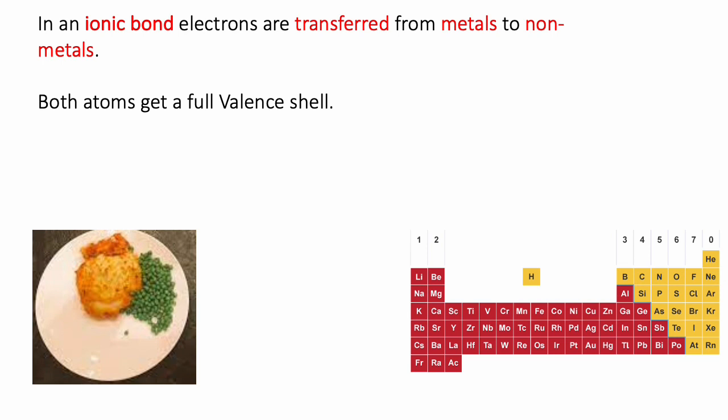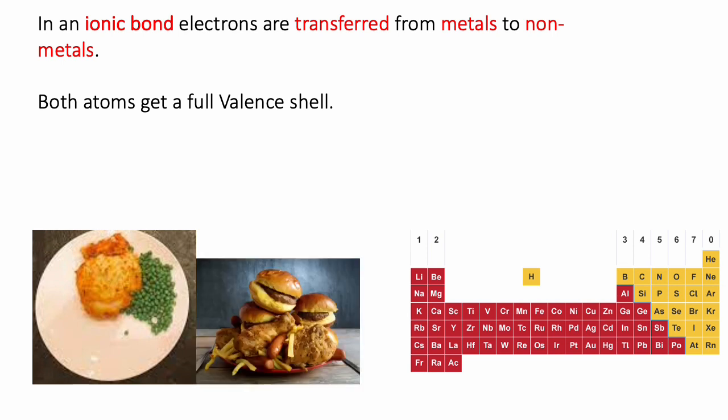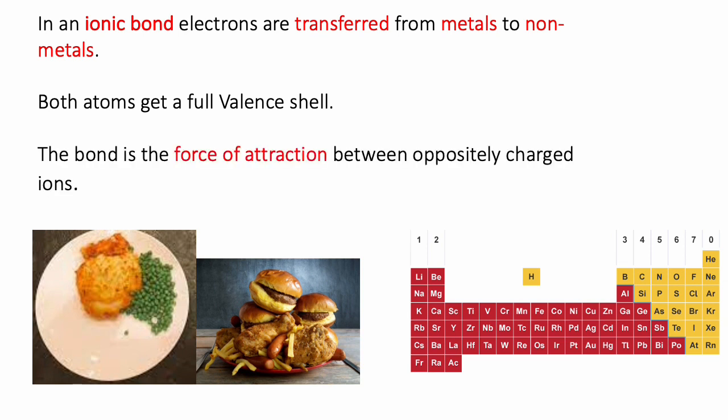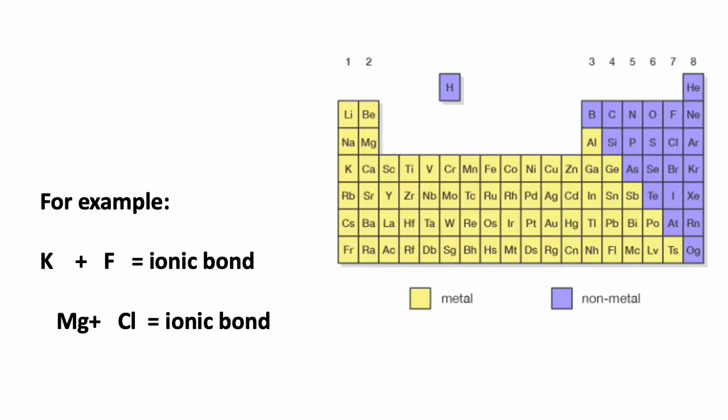Now think of it like a plate. This plate is lacking food in order to be full, whereas this plate is overflowing. So the best thing they can do is to give the overflowing food to the plate without enough food, and that's what happens here. Again, the bond between oppositely charged ions is called an ionic bond.